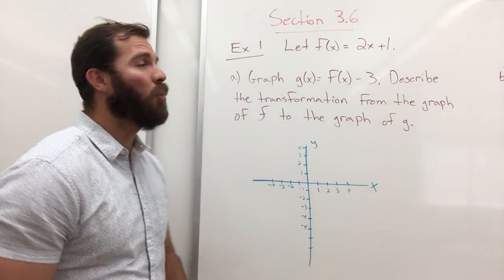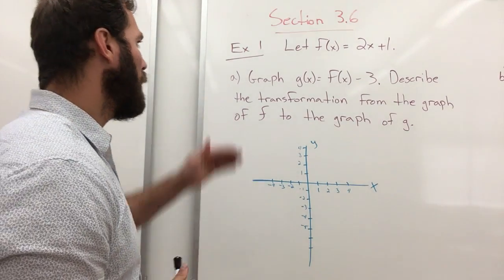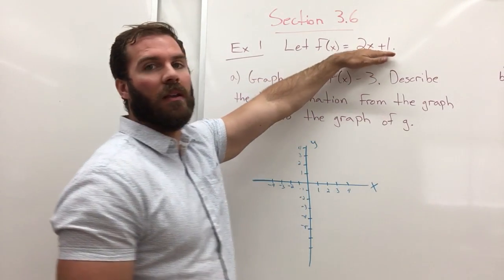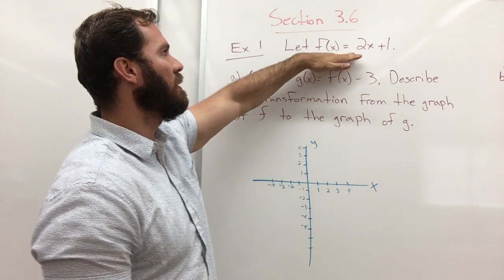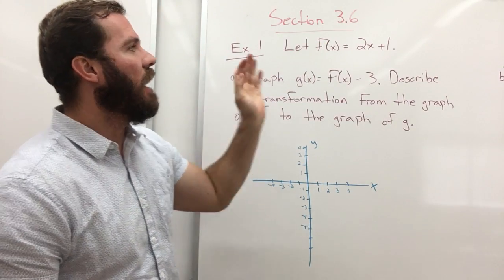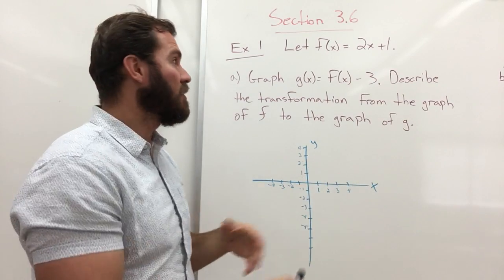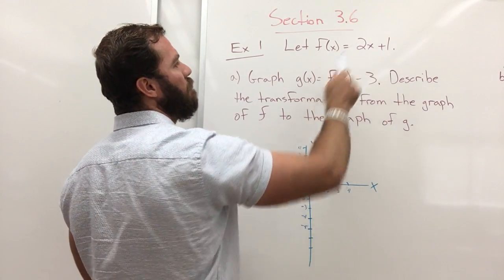All right, section 3.6, example 1, part A. So f of x equals 2x plus 1. Here is our parent function. This is the main function. And then a and b are going to be other functions that are like family functions. They're a family to this, but this is the parent one.